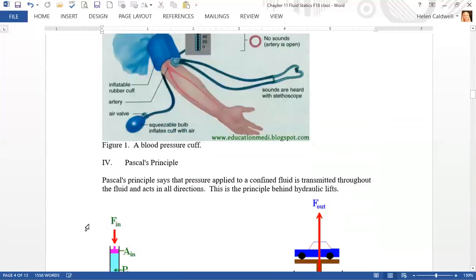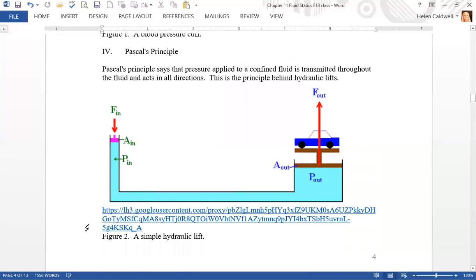So let's talk about Pascal's principle. Pascal's principle relates to hydraulic lifts for pushing fluids around in confined spaces. Pascal's principle says that when pressure is applied to a confined fluid, that pressure is transmitted throughout the fluid and it acts in all directions. So pressure in equals pressure out. That would be a mathematical statement of Pascal's principle if your fluid is confined.